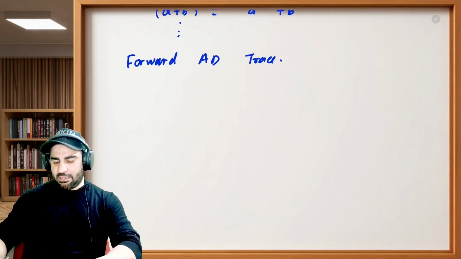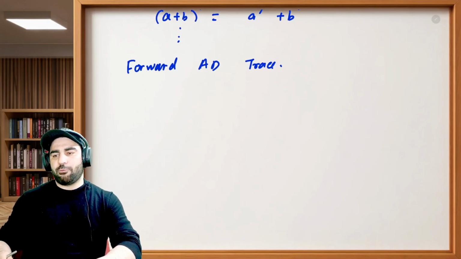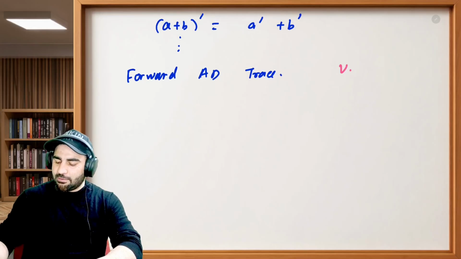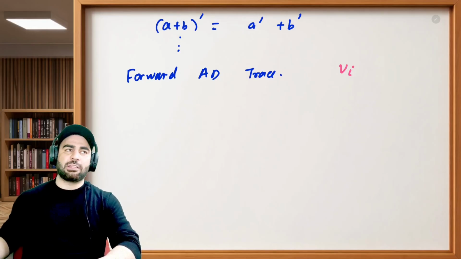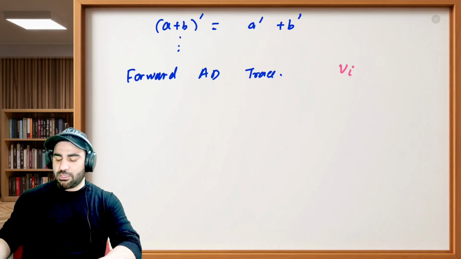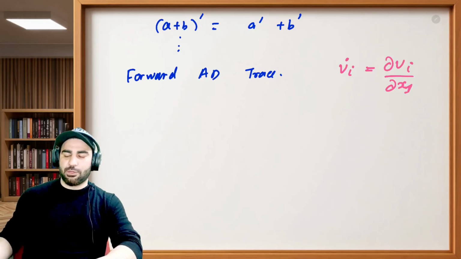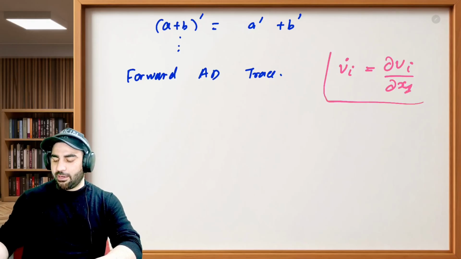Okay, starting with initially. What we have to do is, if we want to find the derivative, so let's suppose we have vi. In this case we have v1, v2, these nodes. If we want to find the derivative, let's call that vi dot. So vi dot basically will be defined like this: the derivative of vi with respect to x1, suppose. In this case I just want to write x1. Okay, so this is how we'll define it.